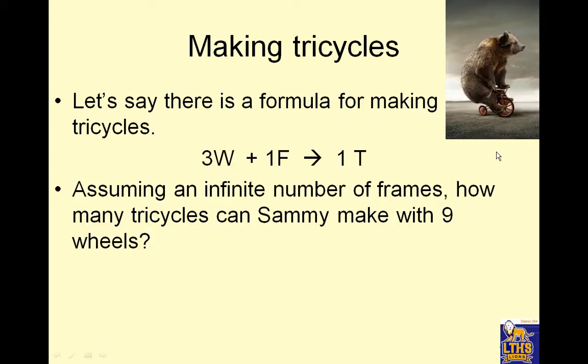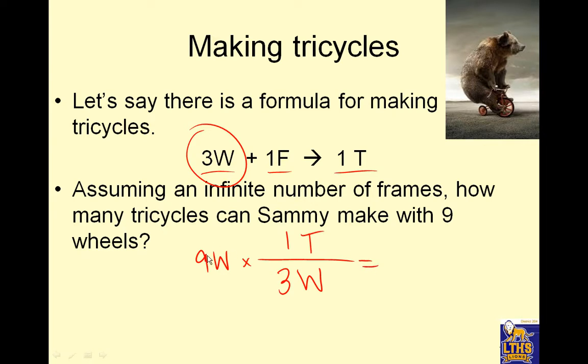So, if we were making tricycles for this bear, there might be a formula for it. 3 wheels and 1 frame come together to make 1 tricycle. Assuming we had an infinite number of frames available, how many tricycles can Sammy make with 9 wheels? If we start with 9 wheels, we can multiply by a ratio saying that every 3 wheels will give us 1 tricycle. So 9 times 1 divided by 3, wheels cancel out. We're left with tricycles. 9 divided by 3 is 3 tricycles. So with 9 wheels, we'll make 3 tricycles as long as we have enough frames to do it.